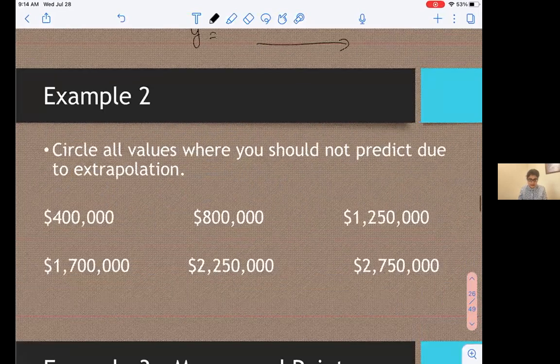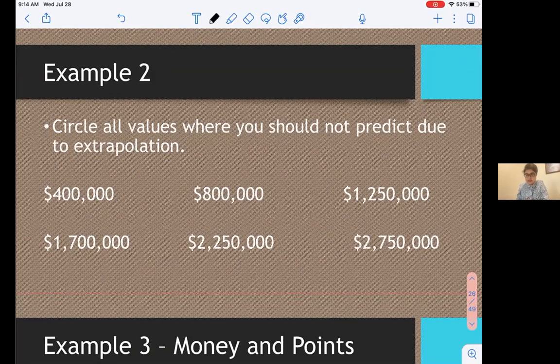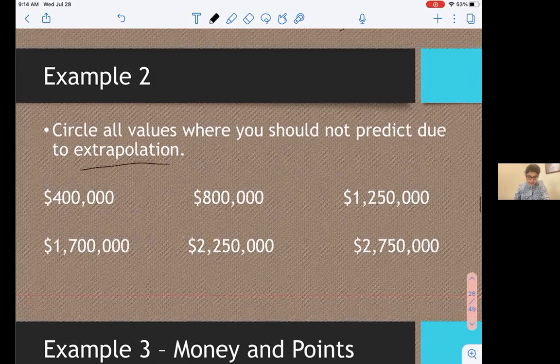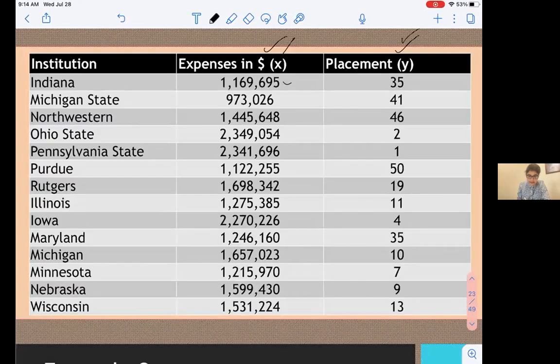So the next one is that, based on the information, you have to circle all those values where you should not predict due to extrapolation. Extrapolation means that it is out of the bounds for the x values. For instance, in this example, if we look at our x values, the minimum value for x is for Michigan State, which is 973,026, and the maximum value we can have is a little over 22 million, this one. Sorry, this is a maximum value.